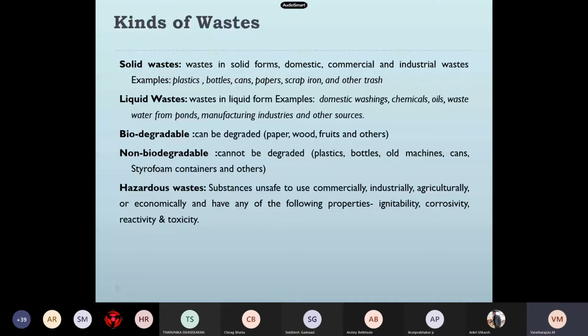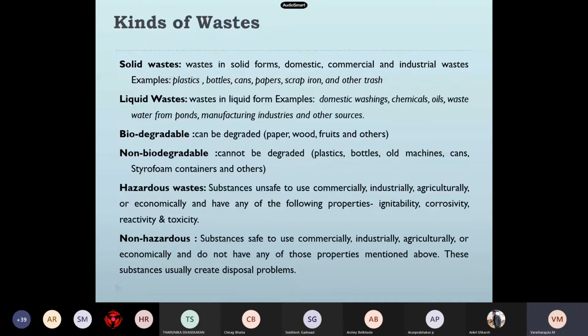And these are categorized as hazardous waste and non-hazardous waste. Non-hazardous substances are safe to use commercially, industrially, agriculturally, or economically, and do not have any of the properties mentioned above. These substances usually create disposal problems. See how hazardous waste and non-hazardous waste are classified.